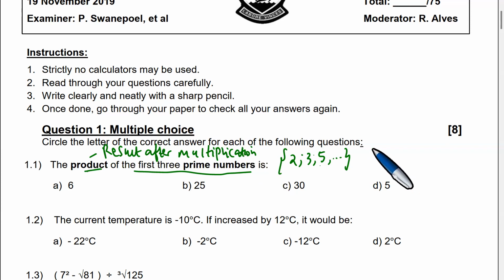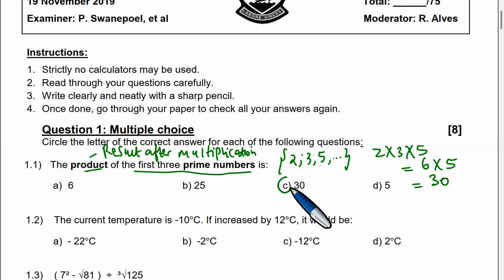So which means you need to multiply 2 times 3 times 5. What is 2 times 3? 6. What is 6 by 5? 30. So the answer is what? The answer is 30. So we're looking for the product of the first three prime numbers, and clearly the answer is 30.